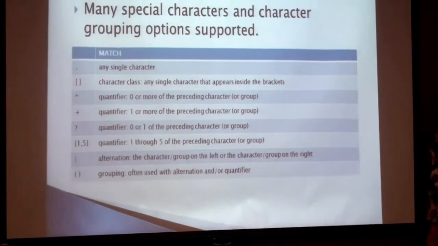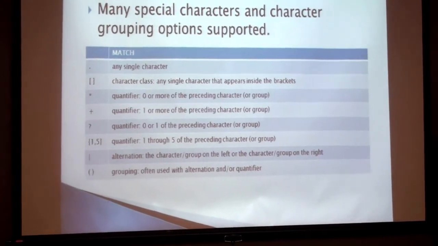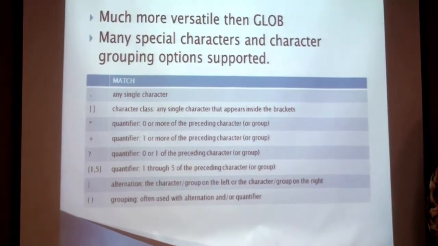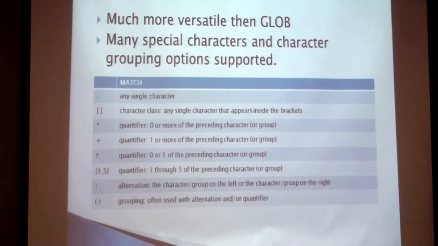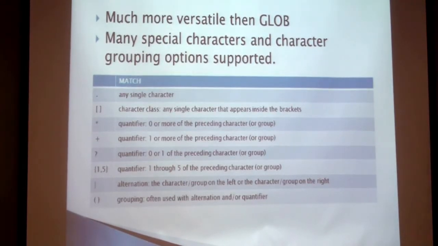If I want to match cat or dog, I would put an or. If I want to match A or B, I would put an or. If I want to match A or B 3 to 5 times. Make sense?